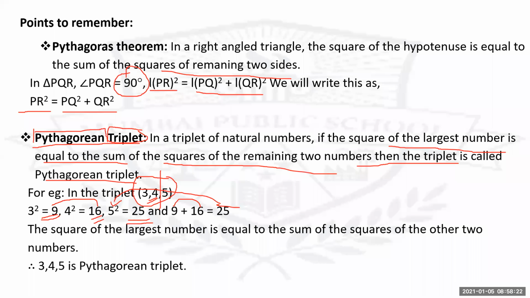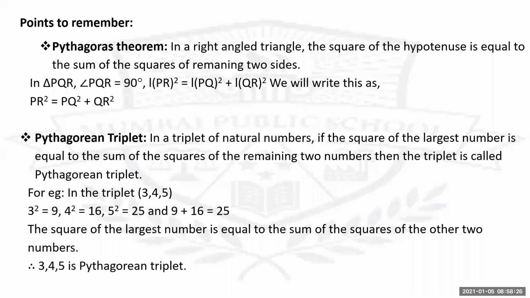How do you have to find it? See, there will be questions based on this asked in your examinations. You have to understand the concept. What you have to do is take aside the largest number in the series. Then square that number and check whether, when you square the remaining two numbers, the addition is equal to the square of the largest number.